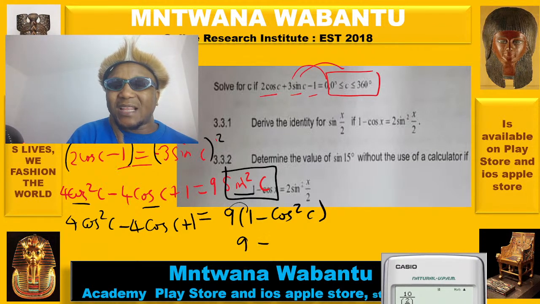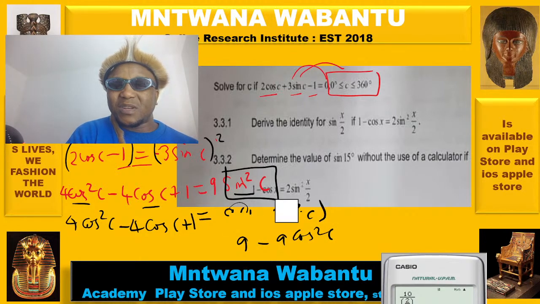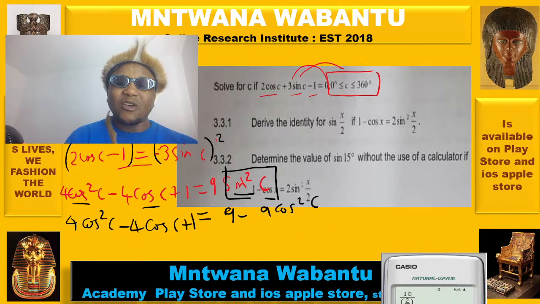9 times 1 equal to 9, and then this is going to be 9 cos square c. And then I'll take everything to the left. Okay? So I can simply say this is like 9 minus 9 cos square c. So it's 9 minus 9 cos square c.